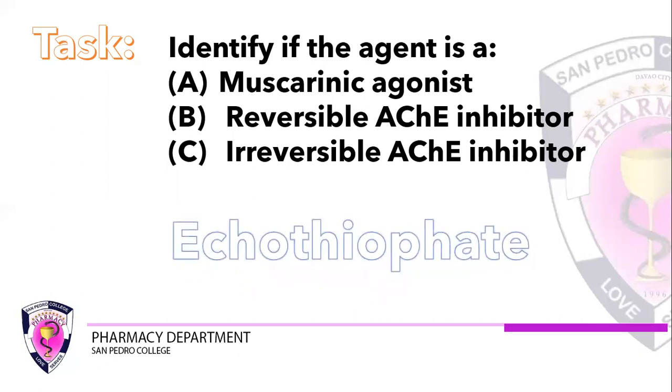Next one, how about ecothiopate? So for ecothiopate, if your answer is irreversible, letter C, then that is correct. It's an irreversible inhibitor of acetylcholinesterase. It's considered to be the last line for the management of glaucoma because of the possibility of the formation of cataracts with ecothiopate.